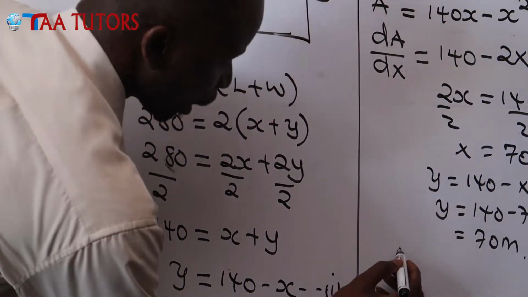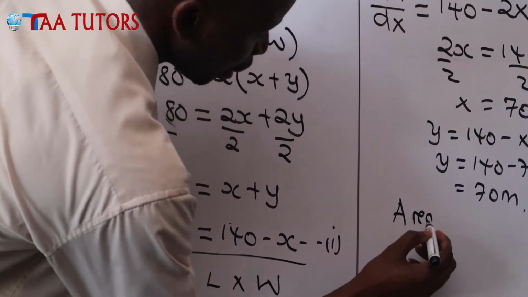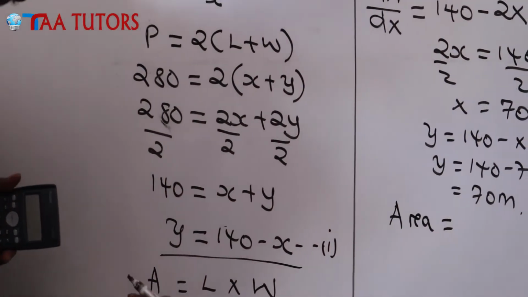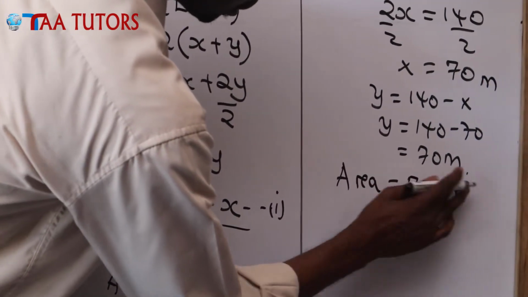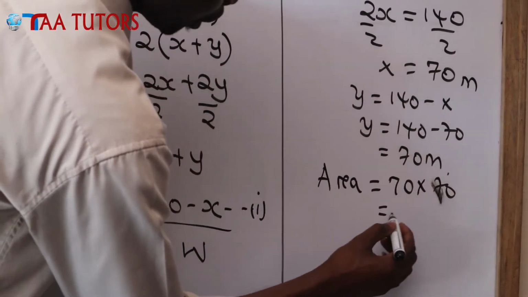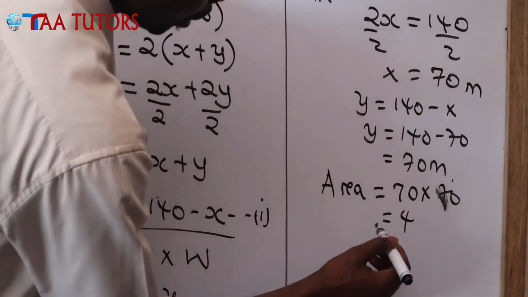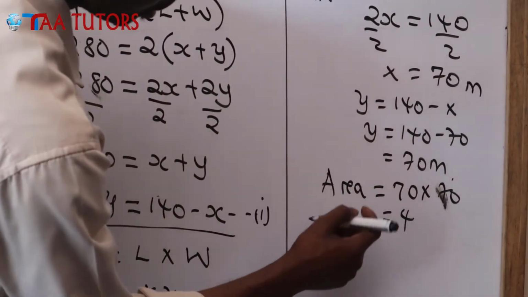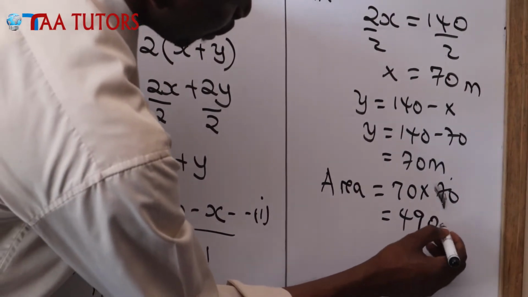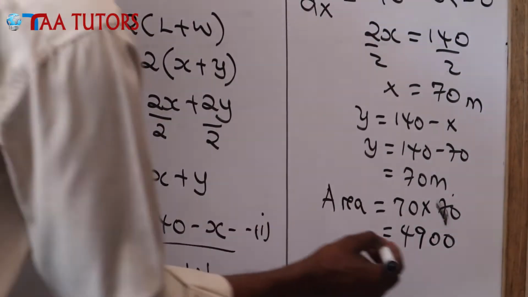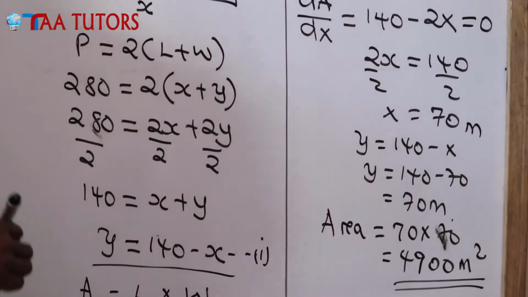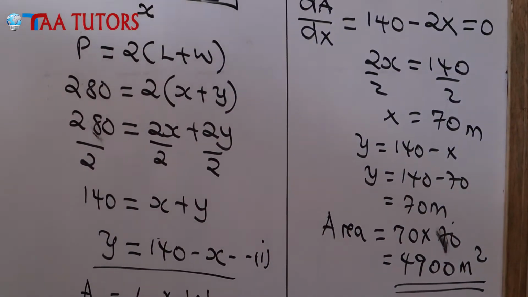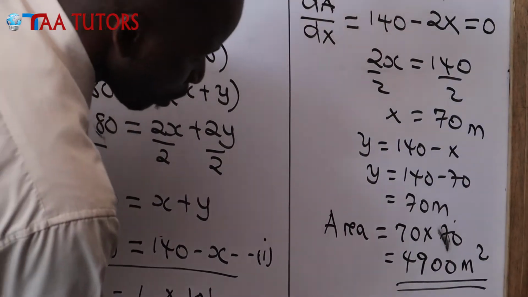The area itself is length times width, the way we got here, x times y, so it will be 70 times 70. So the area is 4,900 meters squared. But how do we determine that this is the maximum area? We have to use the neighborhood test to confirm that.